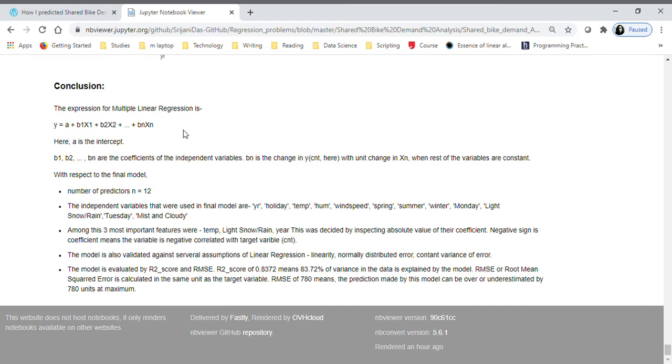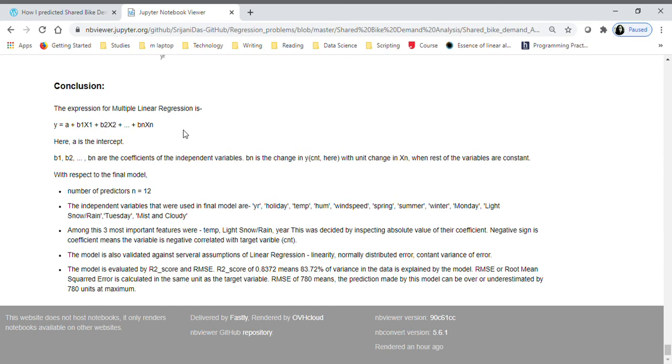So here, if we compare our case study with this multiple linear regression expression, then we can see that the number of predictors is n equal to 12. Then I explained what the top 12 features are, and among them, the top three important features would be temp, light snow or rain, and year.